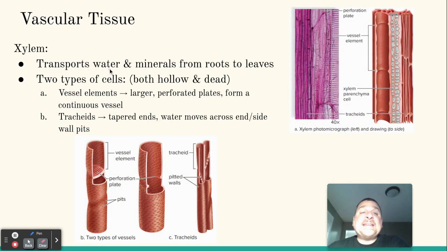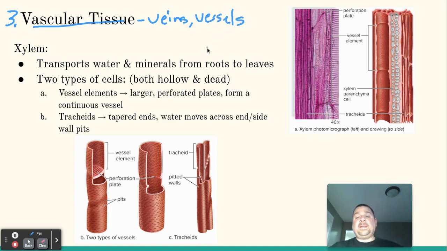And finally, plant tissue number 3. So we had epidermis, we had ground tissue. Number 3 is going to be vascular tissue. Just like vascular, we think of veins, arteries, vessels that transport the blood or lymph through our body.